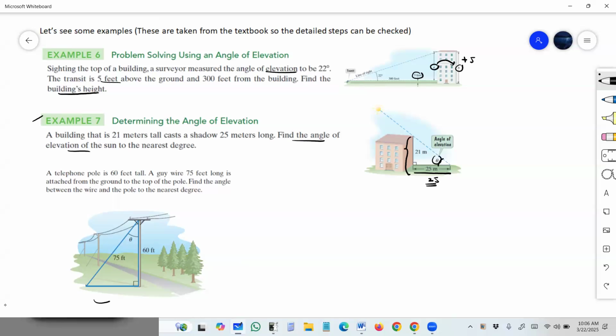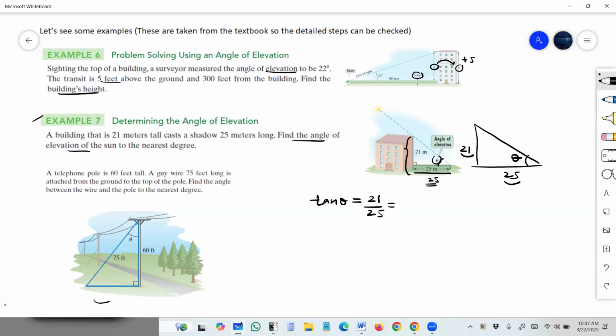So this is what I need to find. So here's my triangle. I need to find this. I have the 25 and I have the 21. So which of the three functions do I need to use? So again, I have adjacent and I have opposite. So which is the function that does that? Right? It's obviously, again, tangent. So you set up the problem this way. Tangent theta equals opposite over adjacent.